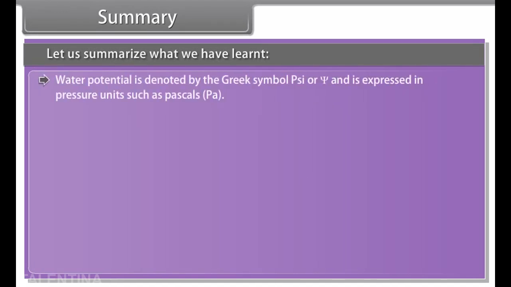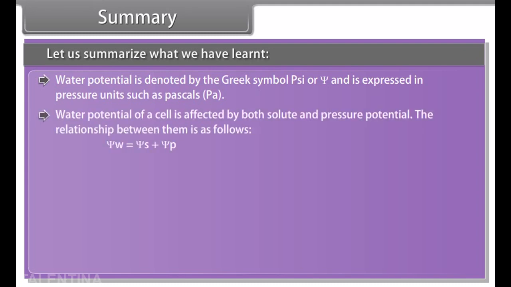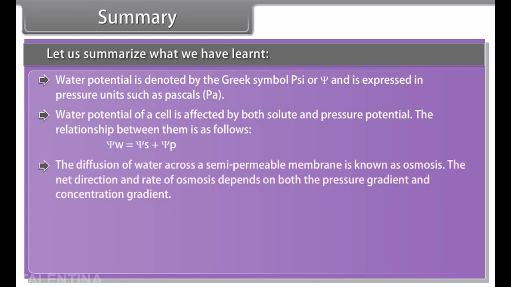Water potential is denoted by the Greek symbol Psi and is expressed in pressure units such as pascals. Water potential of a cell is affected by both solute and pressure potential. The relationship between them is as follows. The diffusion of water across a semi-permeable membrane is known as osmosis. The net direction and rate of osmosis depends on both the pressure gradient and concentration gradient.